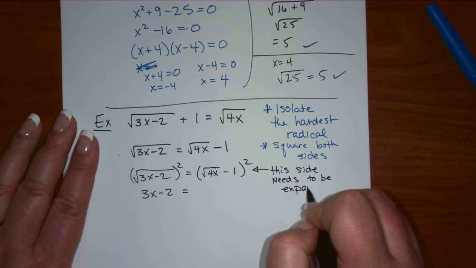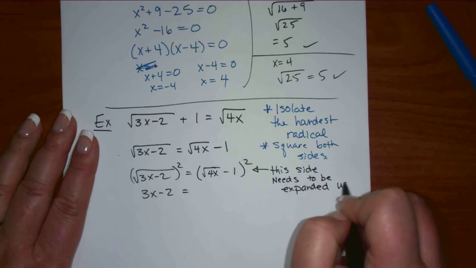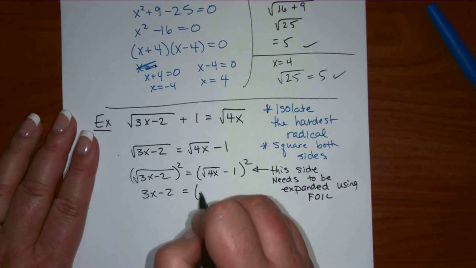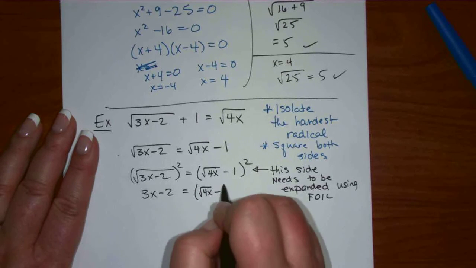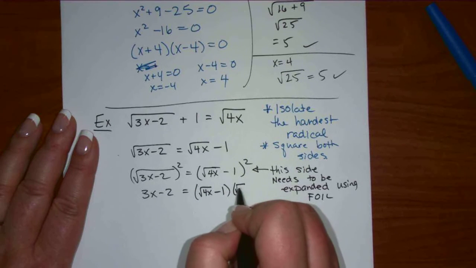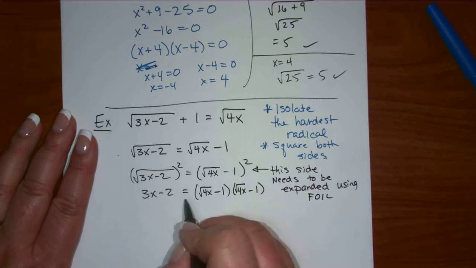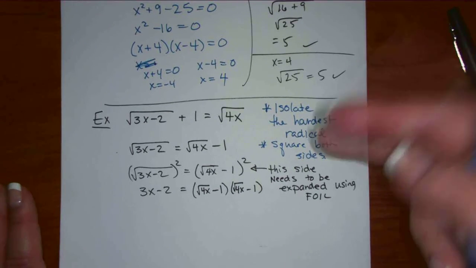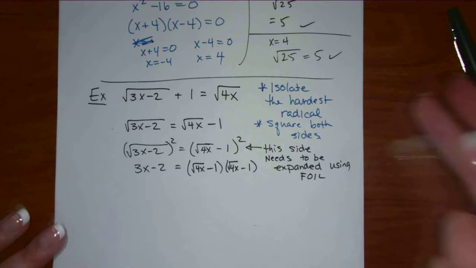needs to be expanded using FOIL. So you would write it out twice because it's squared, and then FOIL it out. So it actually has four parts, not just squaring each. And this happens with every question that has two radicals in it.